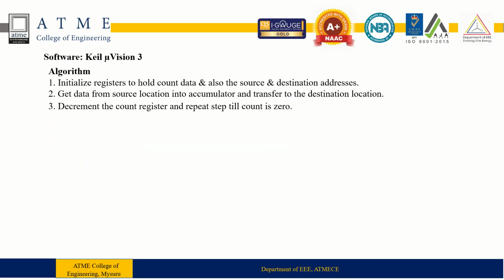The steps or algorithm to write a program using assembly level language are: initially, initialize some registers to hold a count and also the source and destination addresses. Next, get the data from the source location into the accumulator and then transfer it to the destination location. Next, decrement the count register and repeat the steps until the count is 0. These steps are very important to write the program.